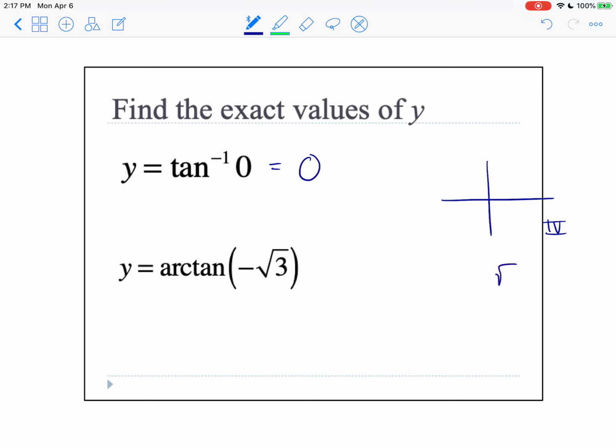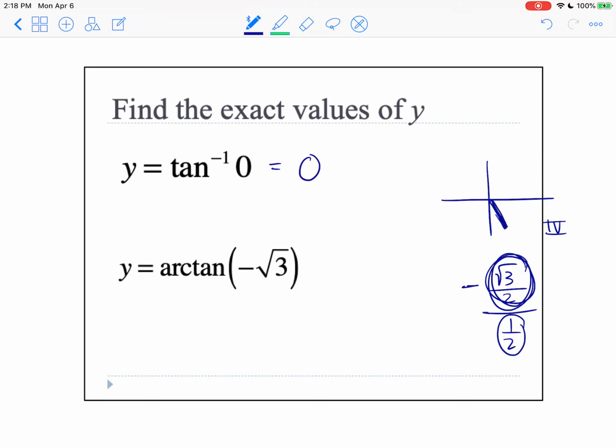To get root 3, that's going to be root 3 over 2 divided by 1/2. So I'm trying to figure out what angle makes it so that sine, my y value, is root 3 over 2 and my x value is 1/2. And of course, with the negative sign, we just want this in the fourth quadrant. So the y value, the sine value, is the one that's going to be negative, because in the fourth quadrant, x values are positive and y values are negative. And so it's the sine value that I'm interested in. So that means I'm farther down than I am to the right.